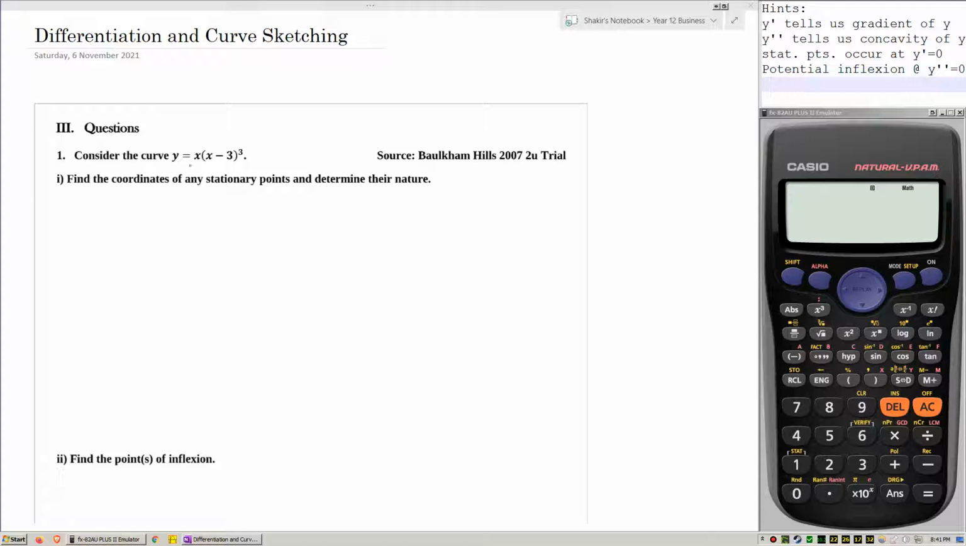So it says, consider the curve y is equal to x times (x minus 3) all cubed, and it's from a Baulkham Hills 2007 trial paper. Find the coordinates of any stationary points and determine their nature.